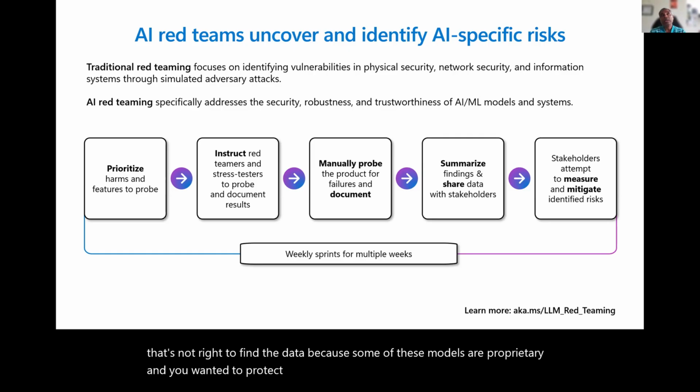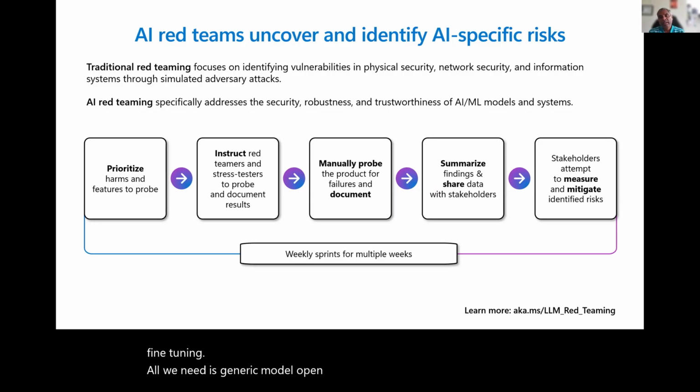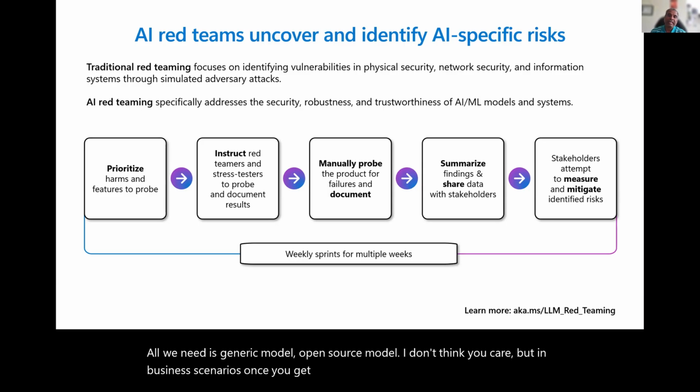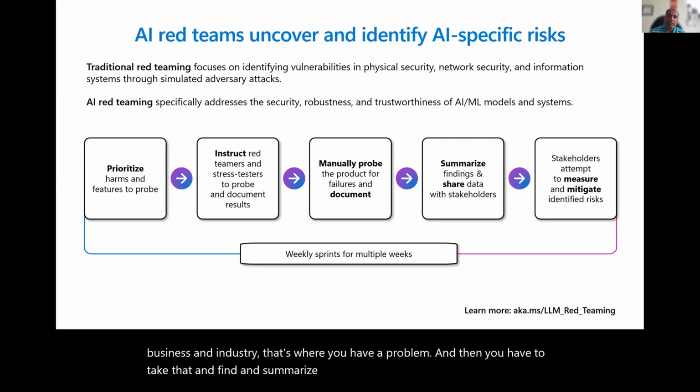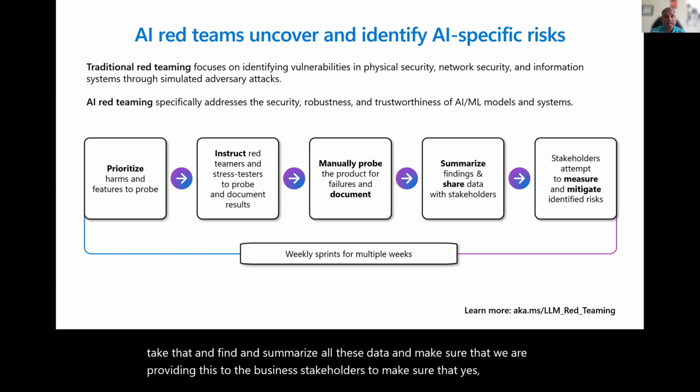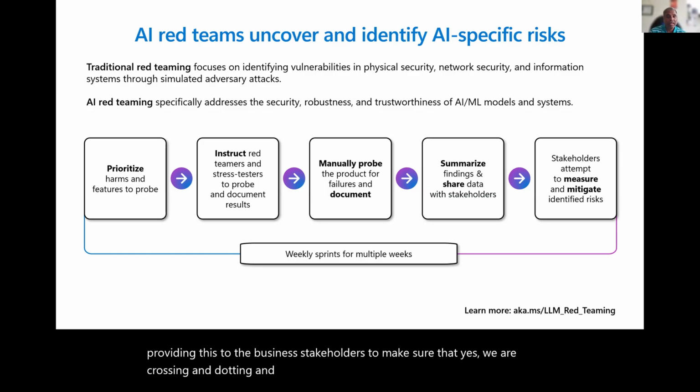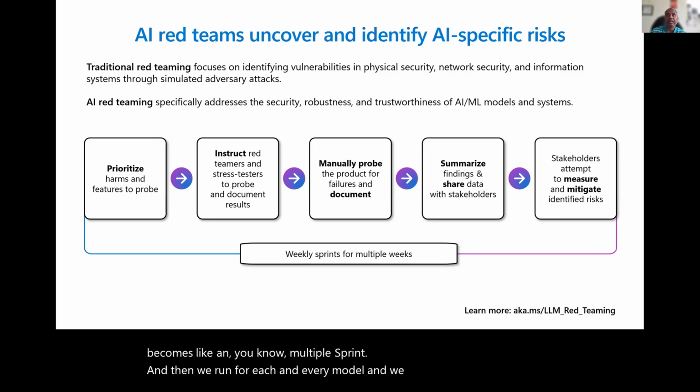If we have to do fine tuning, we need a generic or open source model, and I don't think you care there. But in business scenarios, once you get into the real fine-tuned model for your own business and industry, that's where you have a problem. Then you have to take all these data, summarize them, and provide them to the business stakeholders to make sure we are crossing the t's and dotting the i's and that the system is safe. This becomes multiple sprints, and we run it for each and every model, constantly keeping this in an iterative process.